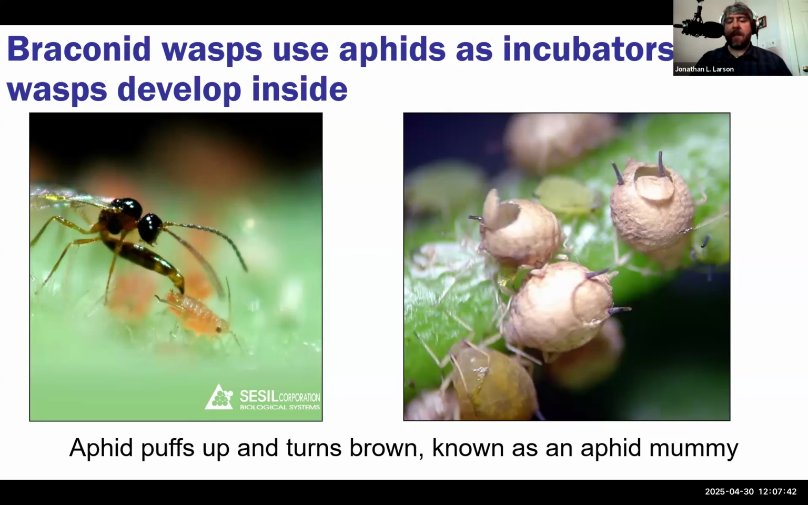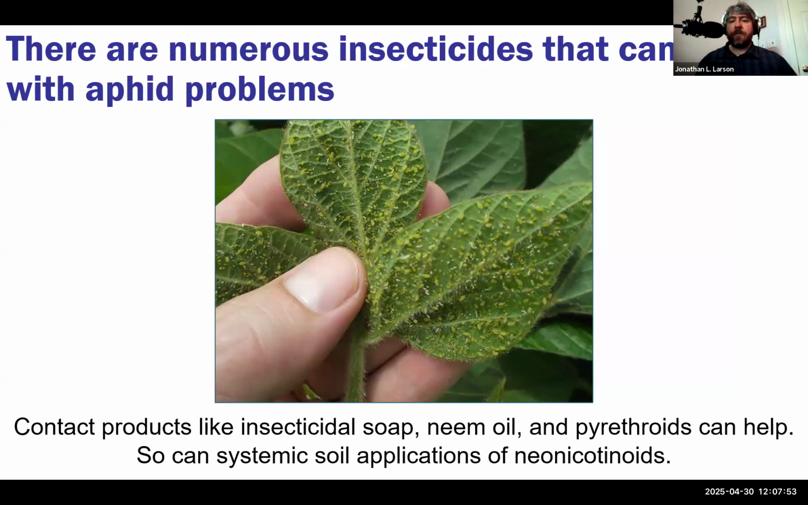You can have a thriving population of these, keeping the aphids in check. There'll probably still be aphids, but they won't be hindering plant growth. They won't be reaching the economic injury level. There are also numerous insecticides that can help with aphid problems.